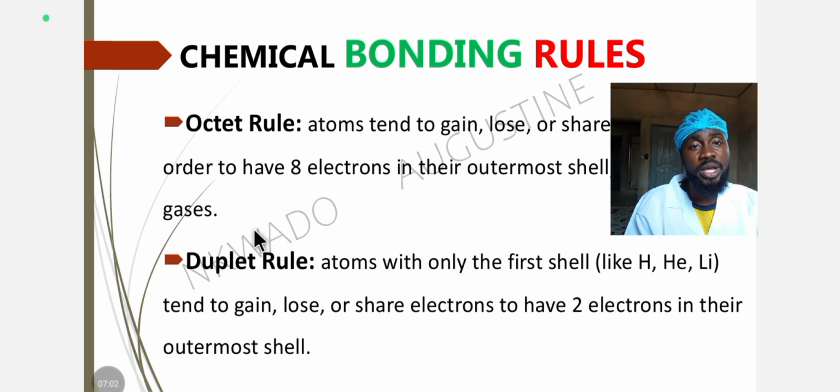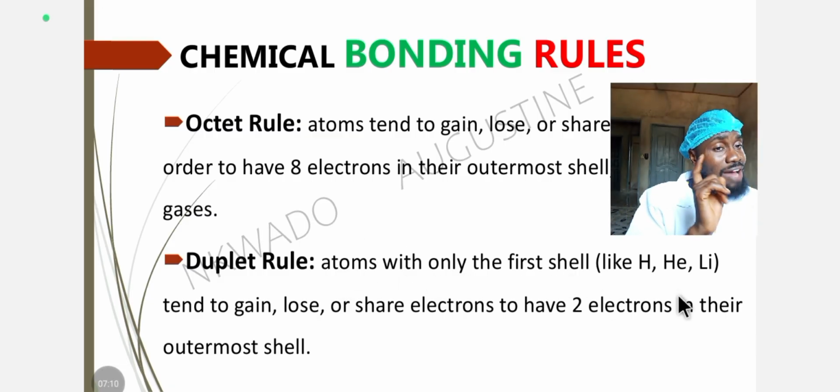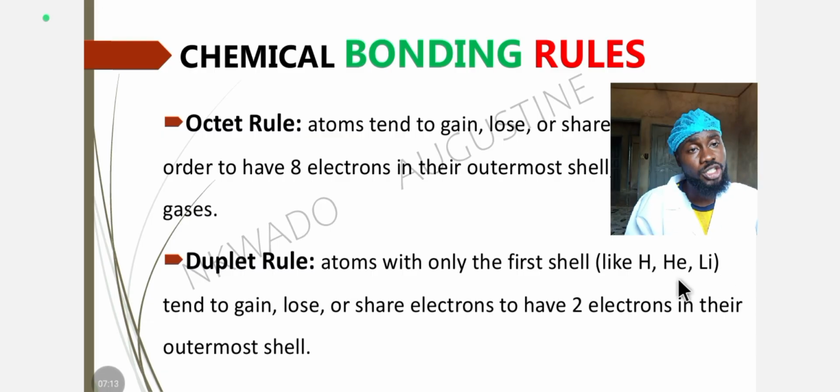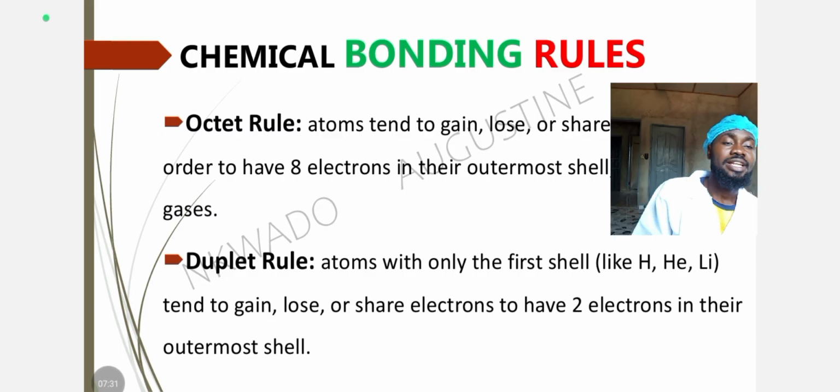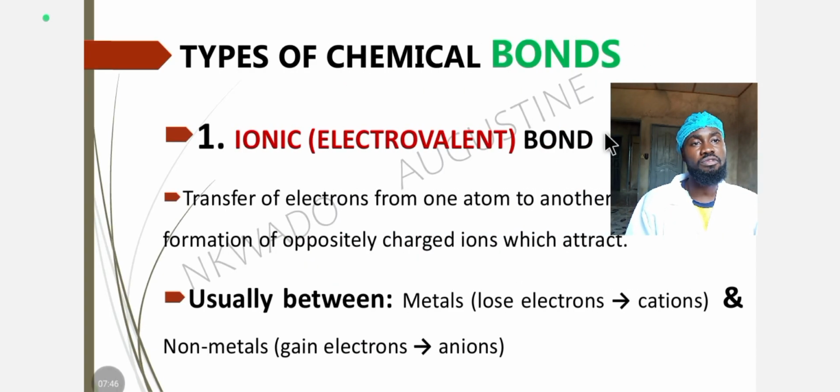Then the second one we have here is the duplet rule. In the duplet rule, atoms with only the first shell, like hydrogen, helium, and lithium, tend to gain, lose, or share electrons to have 2 electrons in their outermost shell. So that's duplet for you. It is usually obeyed by those elements with only one shell, such as helium, hydrogen, and lithium, and so on. Let's look at the types of chemical bonding next.